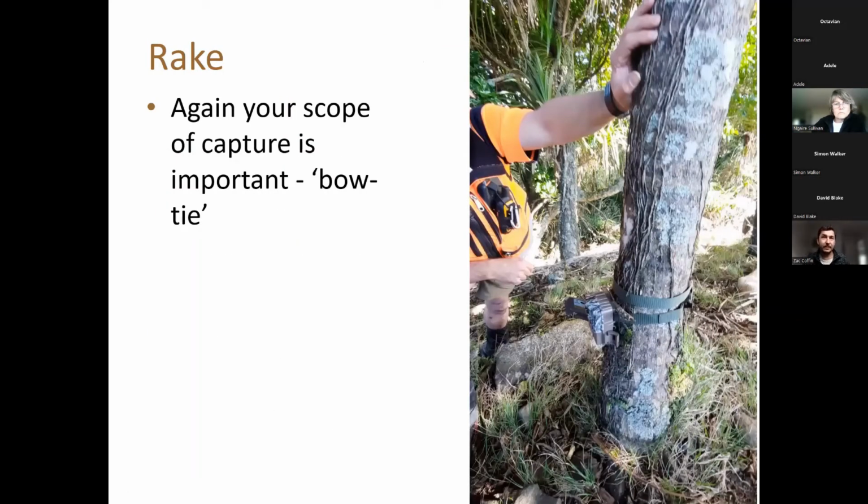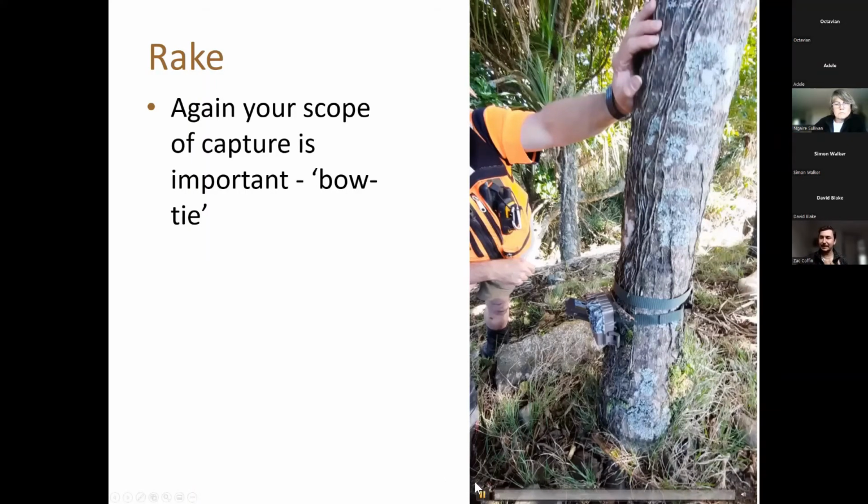The rake of a tree is the angle it grows on, and since most things you are looking to capture is on 4 legs, the camera needs to be attached to a tree or post that is angled slightly downwards, again, to narrow your scope of capture to a focal feature. You can also pack the top of the camera with a chalk or stick to imitate this.